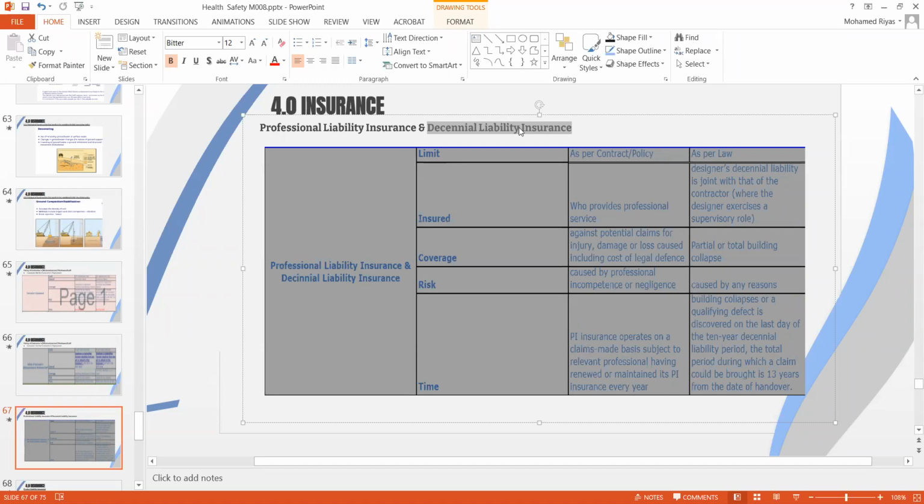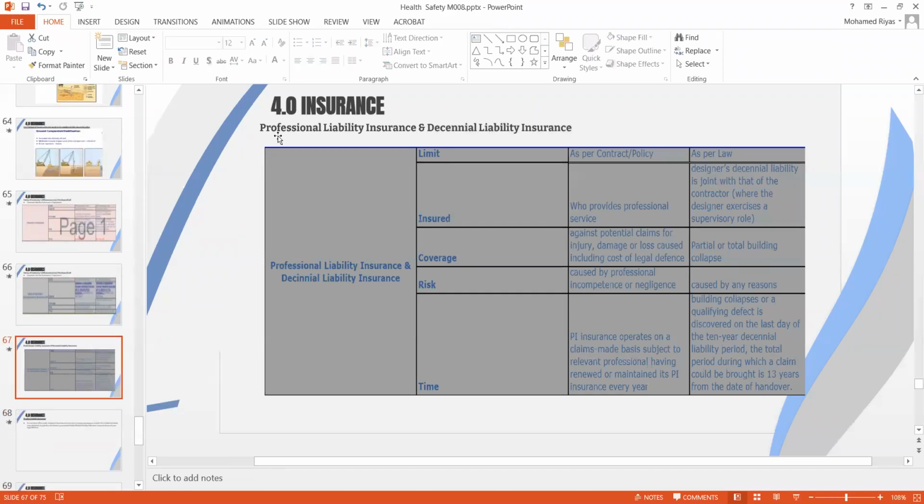But the designated liability insurance comes with 3 plus 10 years. So 13 years, you will have a cover for the designated liability. If there is any complete collapse, then it's covered under designated liability. This is the basic difference between professional liability insurance and designated liability insurance.